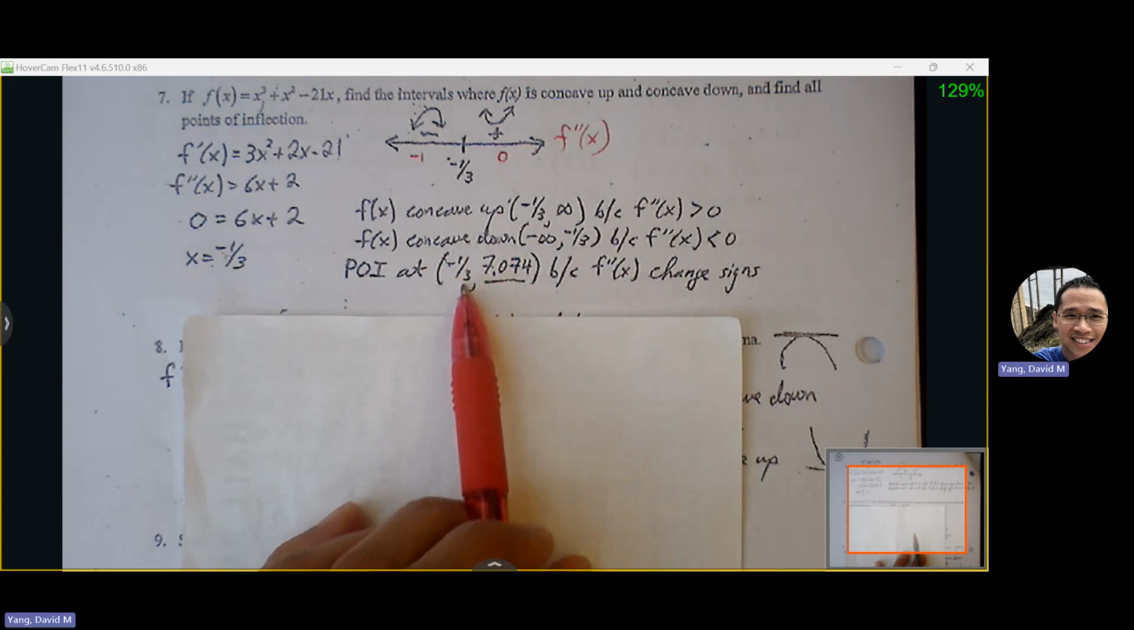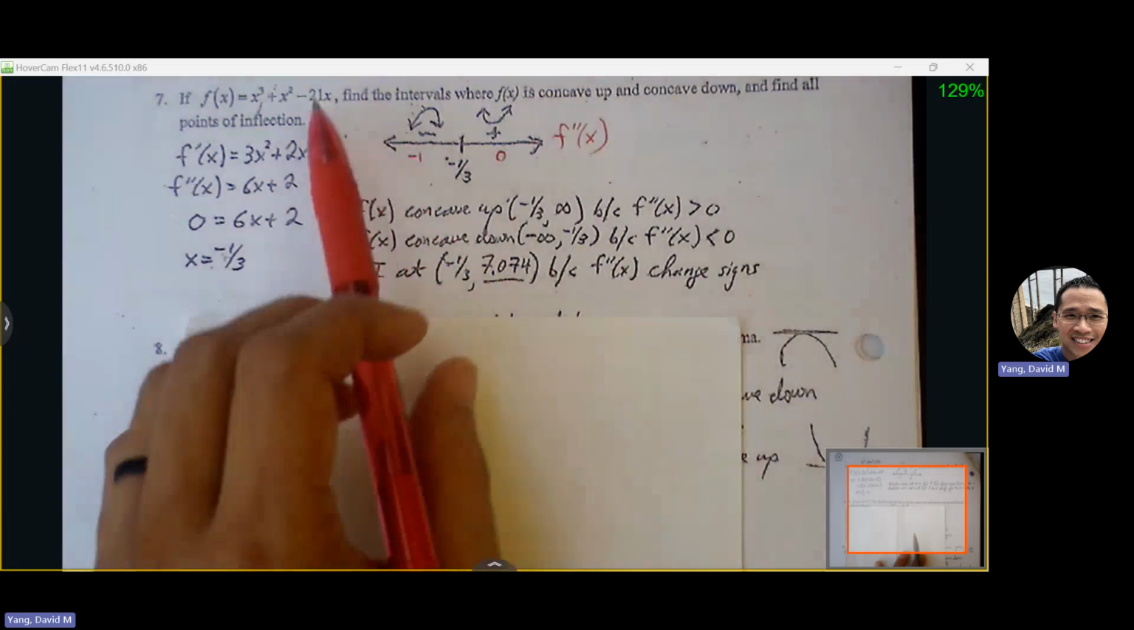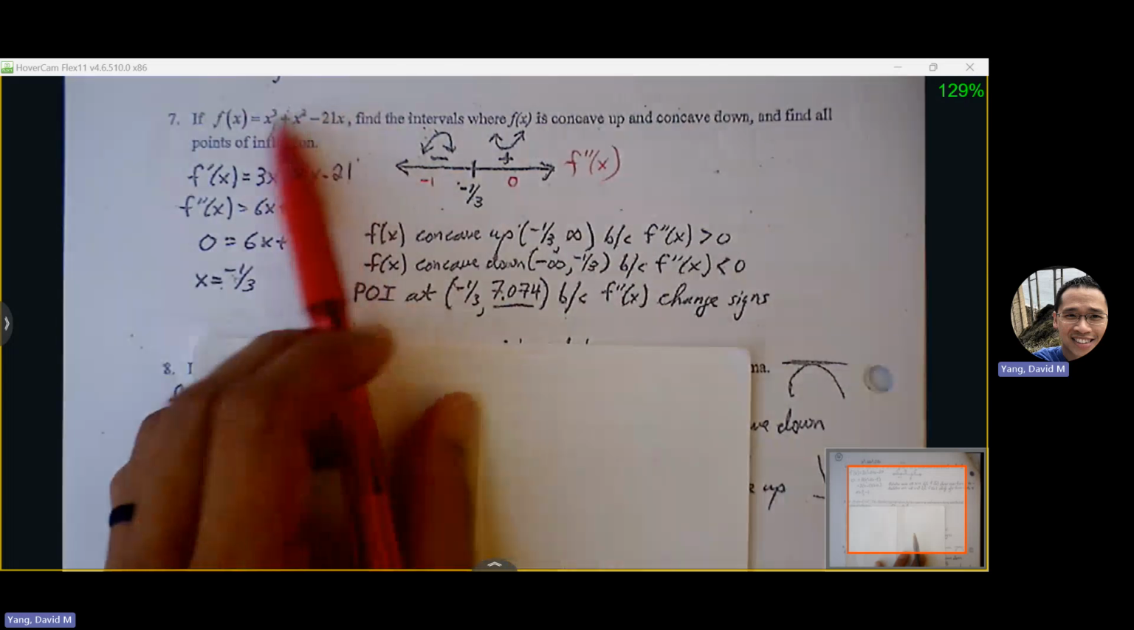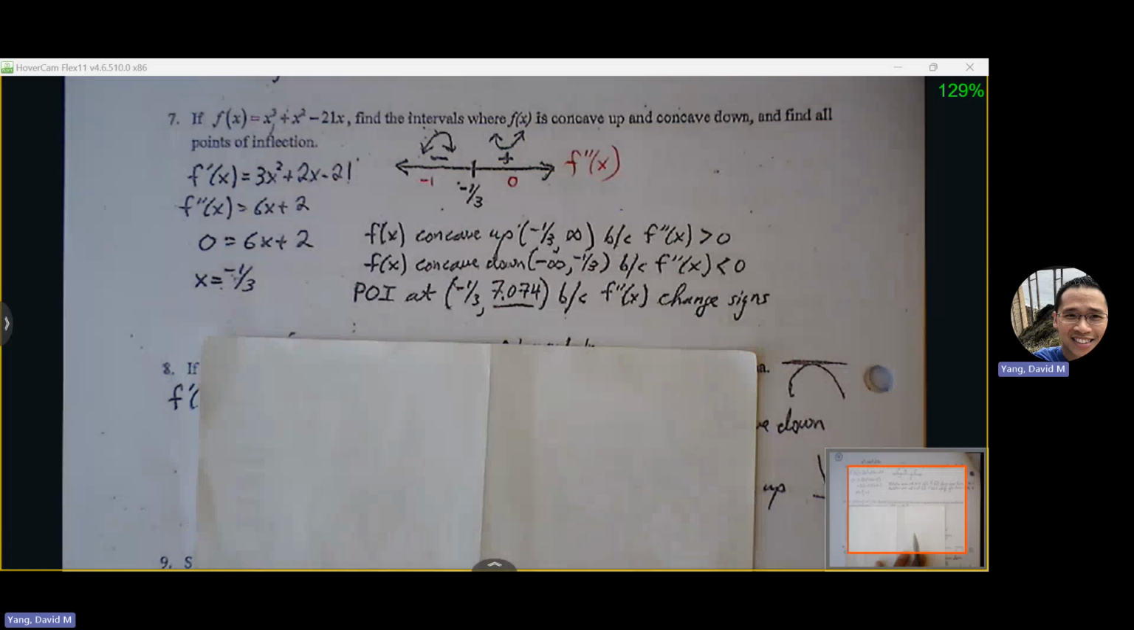So anytime I'm looking for a point, whether it's a relative max or relative min, if I ask you for the full ordered pair, you involve the original function. The original function will give you a physical location on the graph.